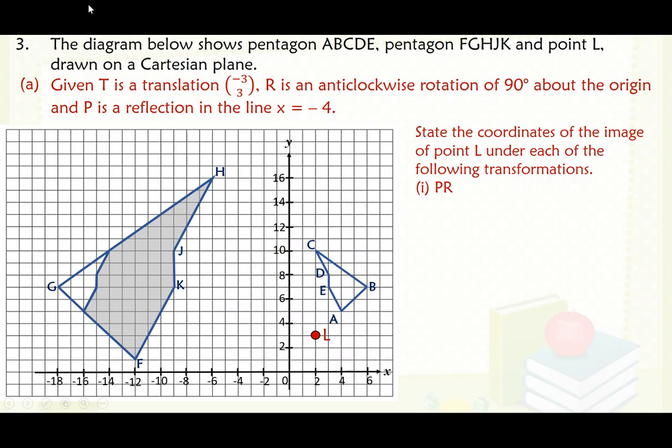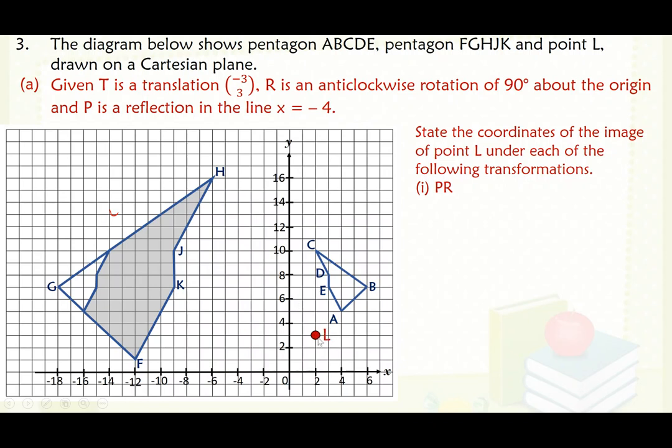Number 3. I think this one is not number 3. I think it's number 5. You can check your workbook. The diagram below shows pentagon ABCDE and pentagon FGHJK. FGHJK is the big one, and point L is drawn on a Cartesian plane. Given T is a translation, R is an anti-clockwise rotation about the origin, and P is a reflection in the line x equals -4. A1, I want to state the coordinates of the image of point L under each of the following transformations.